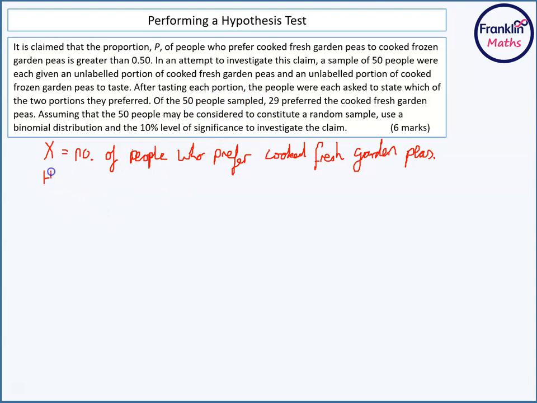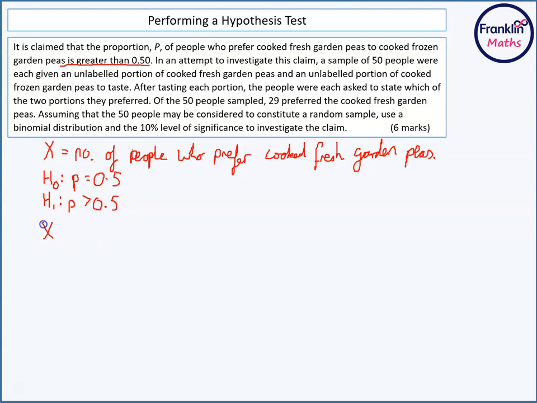Get our null and alternate hypothesis in. So let's have a look. Where is my claim? Sorry, right at the top. So it's normally at the bottom, but this one's at the top. So it's greater than 0.5. So H0, its probability is still 0.5. And H1 is the probability is greater than 0.5.